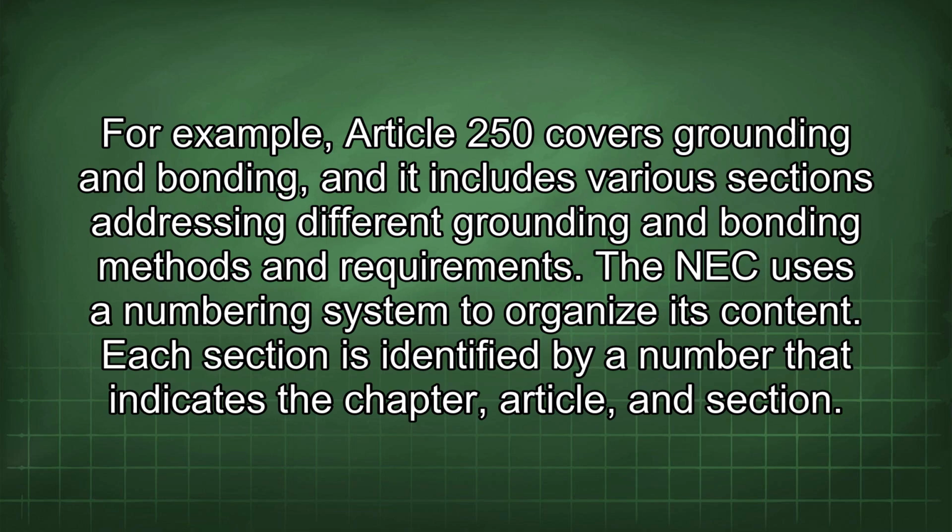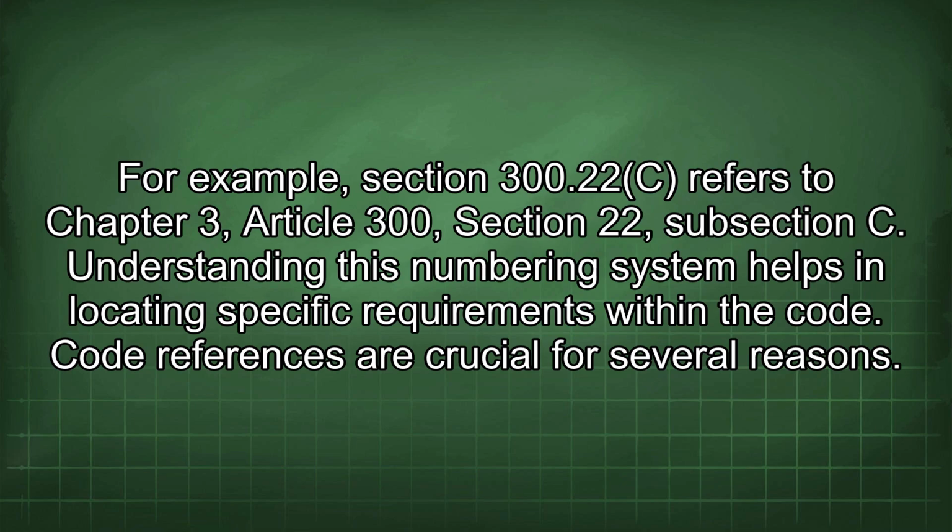The NEC uses a numbering system to organize its content. Each section is identified by a number that indicates the chapter, article, and section. For example, Section 300.22(C) refers to Chapter 3, Article 300, Section 22, subsection C. Understanding this numbering system helps in locating specific requirements within the code.